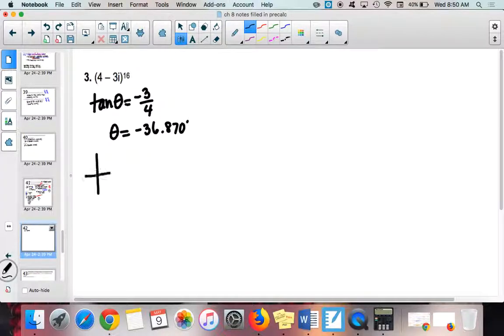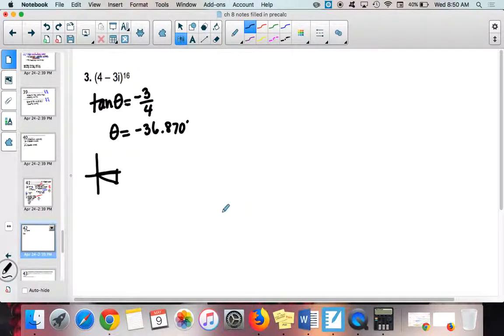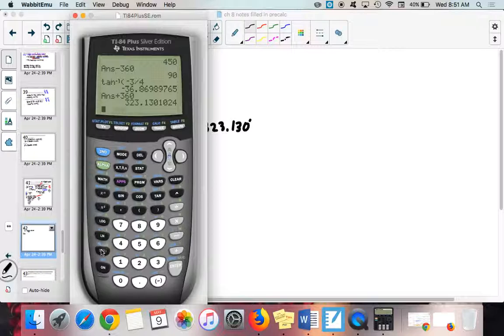Okay, and let's think about that. Is that the right quadrant? Yeah, it was positive and negative, right? So we're in the right quadrant. If you want it to be between 270 and 360, though, like in our normal 0 to 360, what would we do? Add 360. So we end up getting 323.130. Okay, and sometimes I store that because I'm like, oh, maybe I need this. So I'm going to store it as A, just in case I need it again.